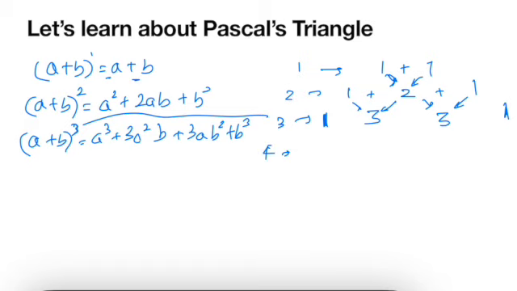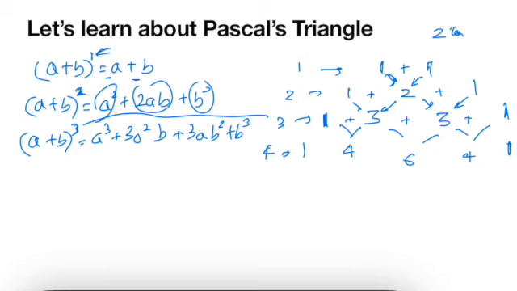Row 4 will be 1, 1 plus 3 is 4, 3 plus 3 is 6, 3 plus 1 is 4, and it ends with 1. Also notice that if the power of the binomial is 1, there are two terms. If the power of the binomial is 2, there are 3 terms, 1, 2 and 3. If the power of the binomial is 3, there are 4 terms.